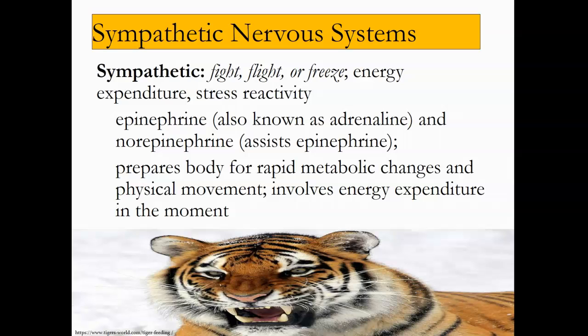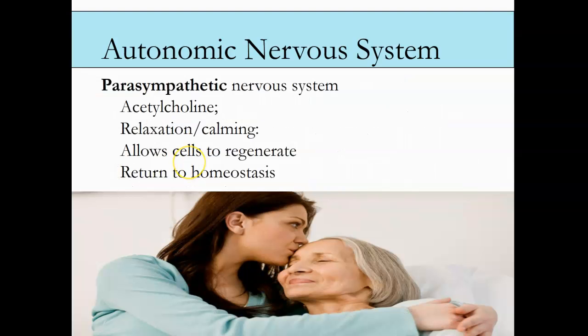Energy expense, stress activity. What do your pets do, your dog? When the UPS guy knocks on the door, they go into sympathetic. It's all this adrenaline and epinephrine, norepinephrine, rapid metabolic change, energy expenditure. You're ready to run or attack. The autonomic nervous system is the system we like as therapists and as human beings, that we need more of. We want to activate the parasympathetic nervous system to calm ourselves down, releasing the acetylcholine, allowing ourselves to regenerate, get back to that homeostasis that we want.